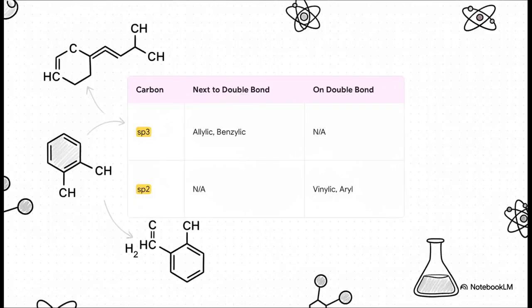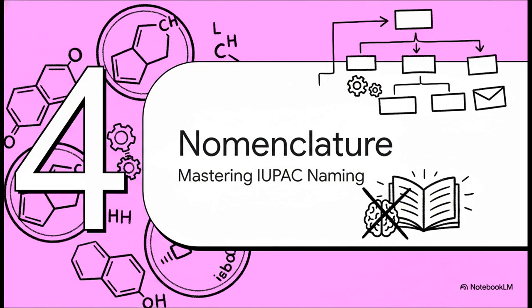And this brilliantly illustrates another absolutely vital way we classify them, by the hybridization of the carbon that's actually holding the halogen. Check this out. If the halogen sits on an sp3 hybridized carbon, meaning a carbon with only single bonds, but it happens to be right next to a double bond or a benzene ring, we call it allylic or benzylic. However, if the halogen is attached directly to a carbon that is actively making a double bond, an sp2 carbon, it belongs to the vinylic or aryl families. You've really got to pay close attention to exactly which carbon the halogen is touching. All right, let's look at Section 4, the art of naming, mastering IUPAC and common names.